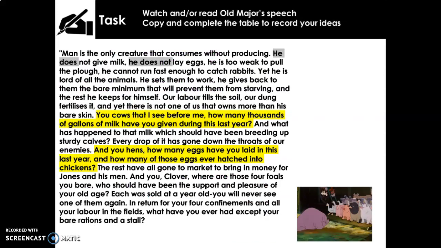Man is the only creature that consumes without producing. He does not give milk. He does not lay eggs. He is too weak to pull the plow. He cannot run fast enough to catch rabbits.